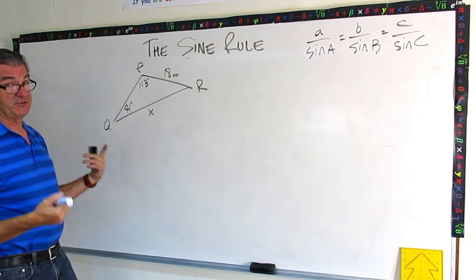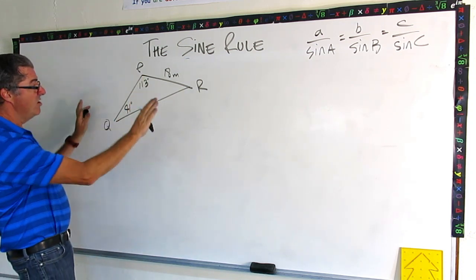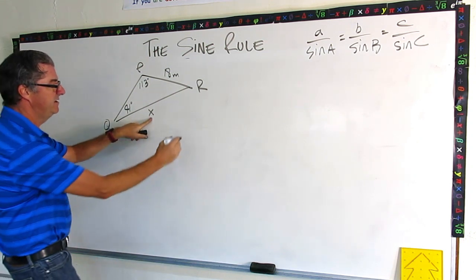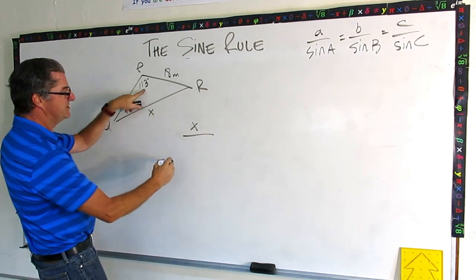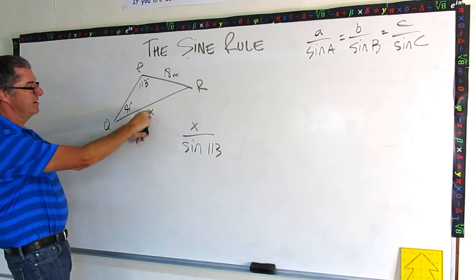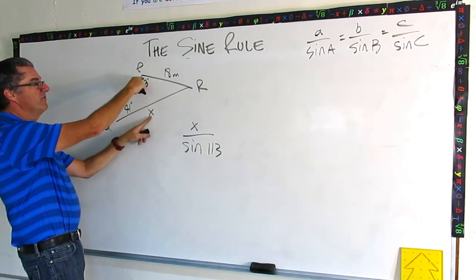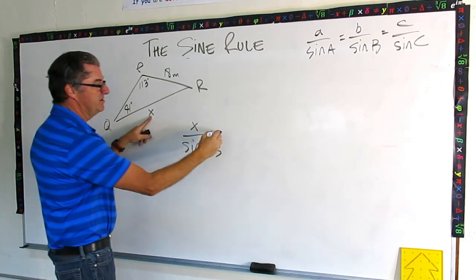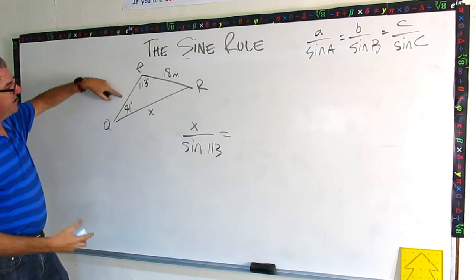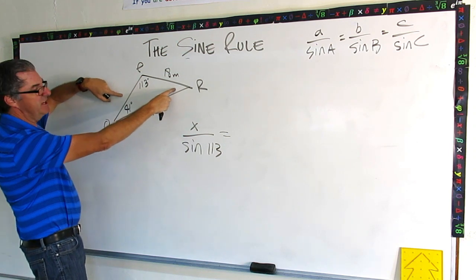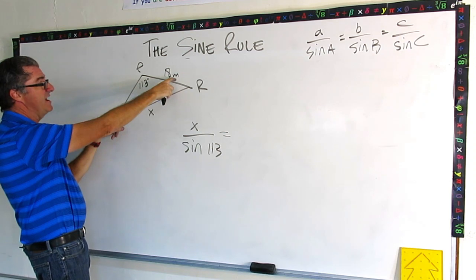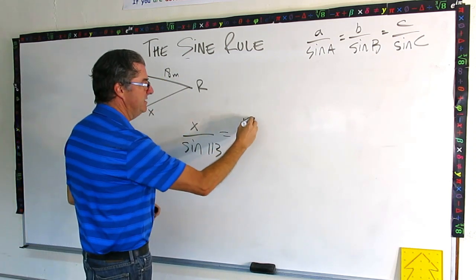All I need to do is write my ratios using what I know and what I need to know. So let's start with what I need to know. This side, x, over sine 113. So that's my first ratio. This side over the sine of the opposite angle is going to equal. Now, what else am I going to use? I don't know this side and I don't know this angle, so that's not going to help me. But fortunately, I do know this side and I do know that angle, so that's going to equal 18 over the sine of 41.